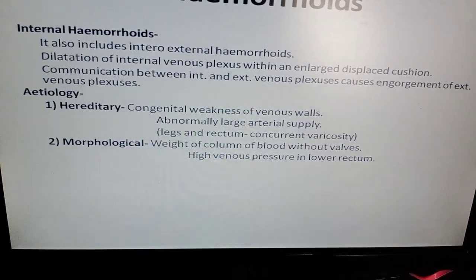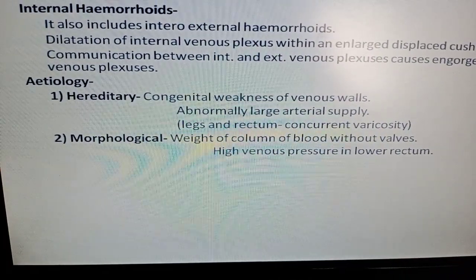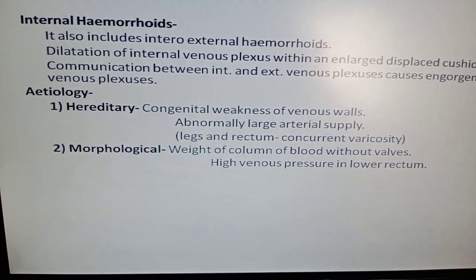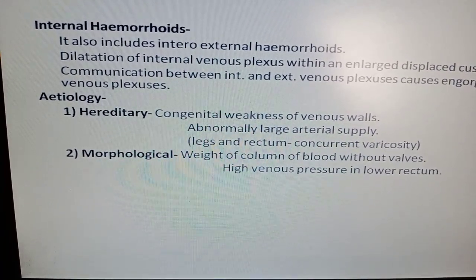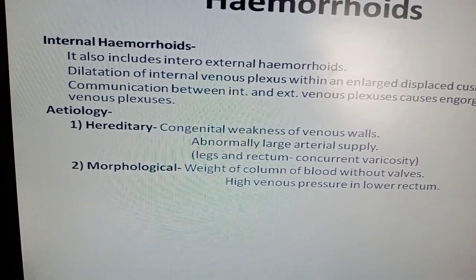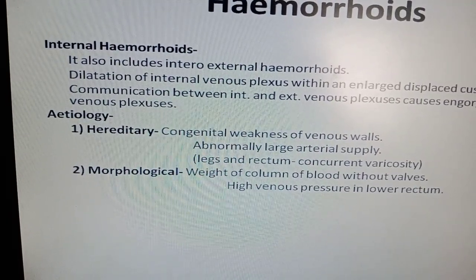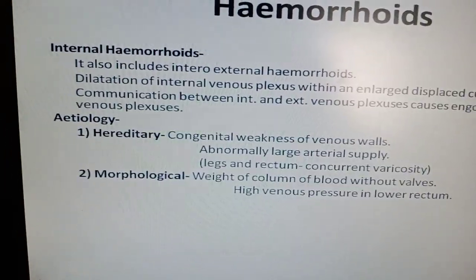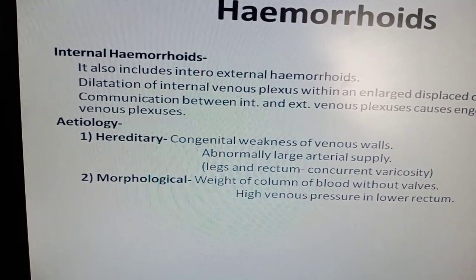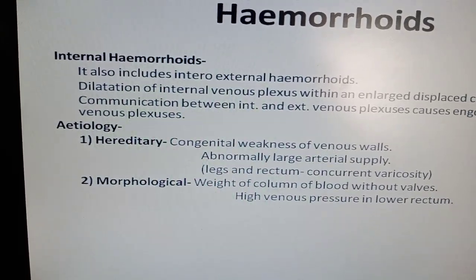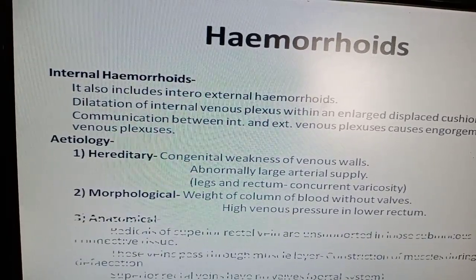Second is morphological: weight of the column of blood without valves. Now you know the portal veins have no valves, just like the rest of the venous system. The portal venous system has the characteristic feature that it has no non-return valves. So because of the lack of valves, the tributaries of the portal vein have to carry the blood against gravity. That's why it continuously causes the weight of the column of blood on the lower part of the vein, particularly the rectal veins. And because of this high venous pressure in the lower rectum, it is more prone to dilatation and tortuosity. That is the morphological feature, because of absence of valves.